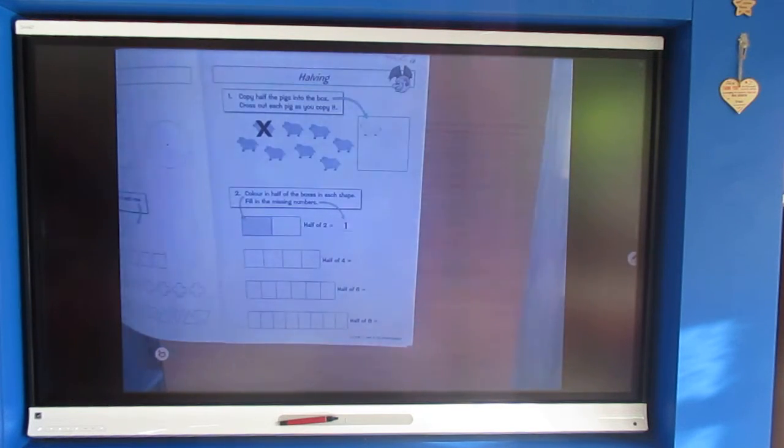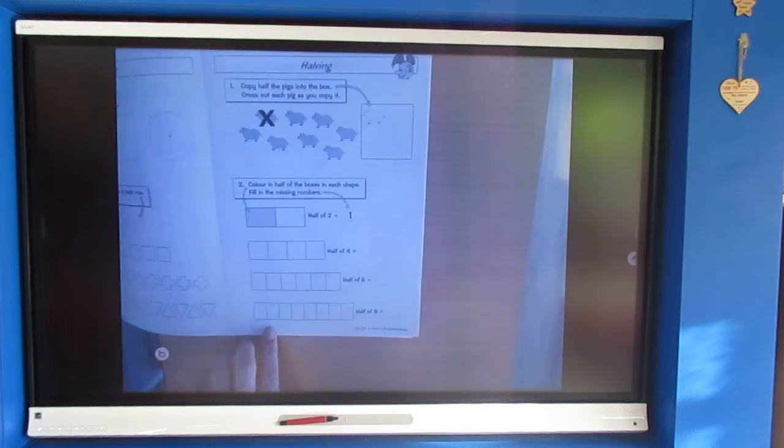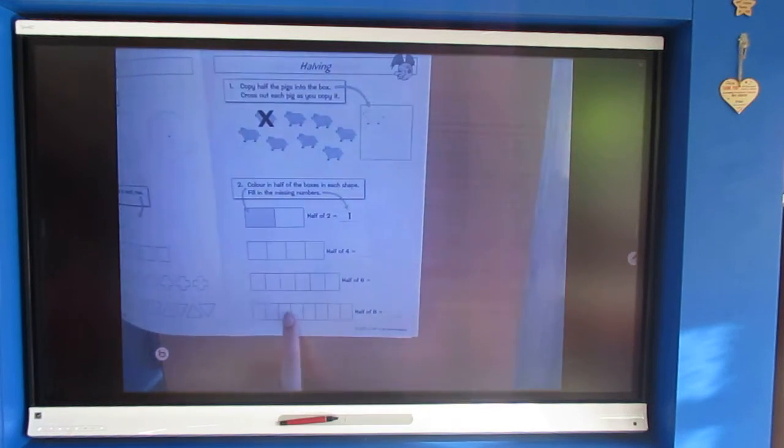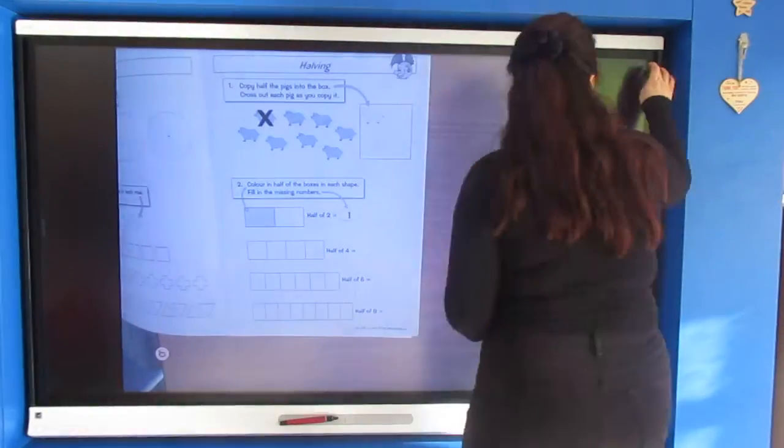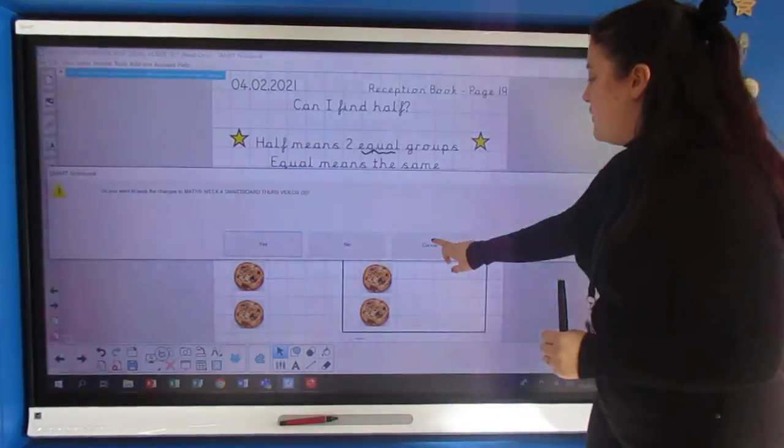So the first question, you've got to copy half of the pigs into the box. So that's the same as using the biscuits and using your objects. You've now got to put the right amount of pigs back in the box, half of them. Count them first and move half. And then at the bottom, you've got to do some more colouring. You've got to count how many boxes you can see. And it also tells you, and you need to colour in half of them. Okay, now remember, half is when we have 2 equal groups.